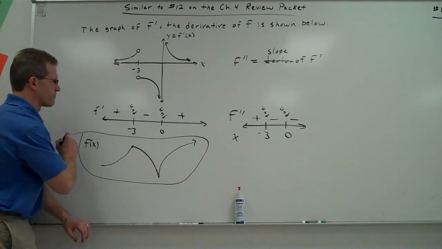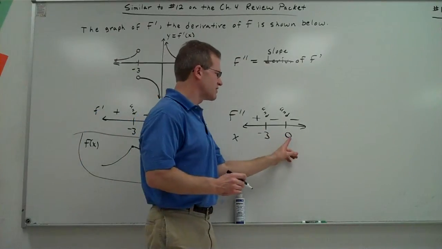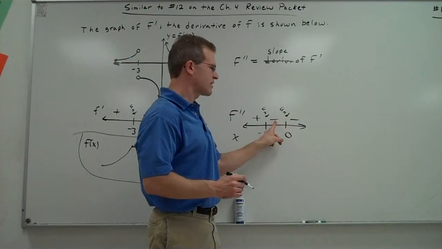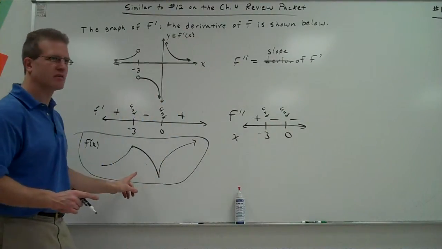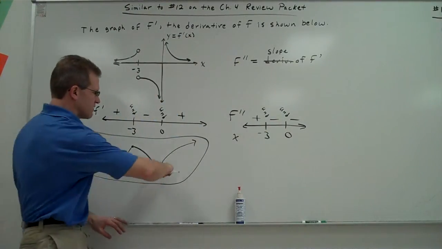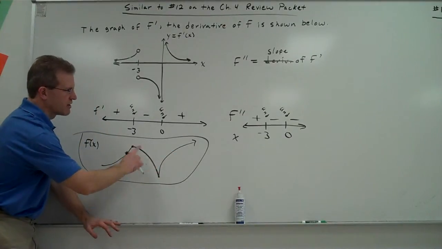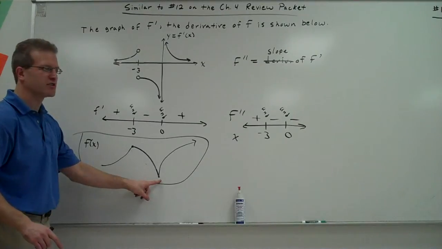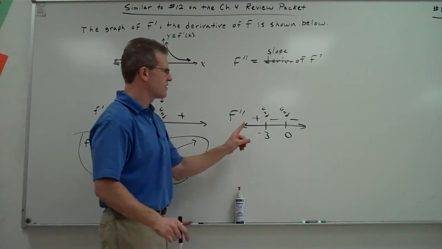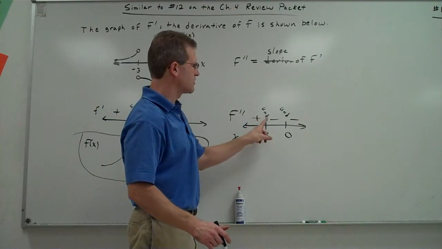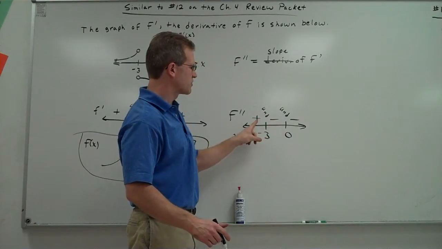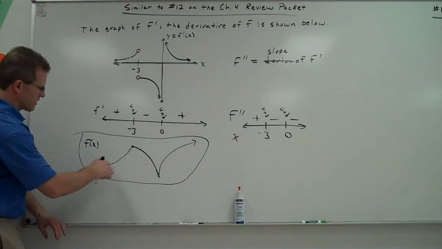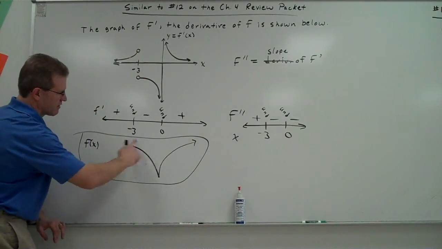So you look at this, and the question is, are there any points of inflection on this original graph of f of x? Well, certainly not at 0, because the second derivative doesn't change signs. What does a negative second derivative tell us about the original function? Concave down. It's concave down here, and concave down here. So there's no switching concavity, so this cannot be a point of inflection. But here, we go from a positive second derivative to a negative second derivative. So it goes from concave up to concave down.